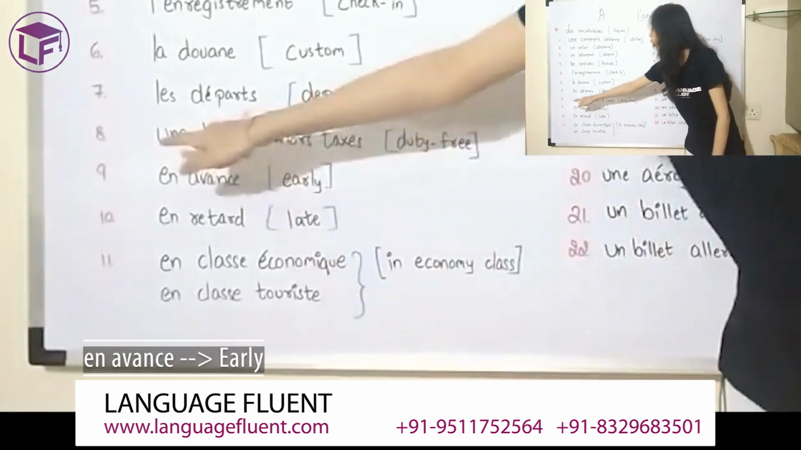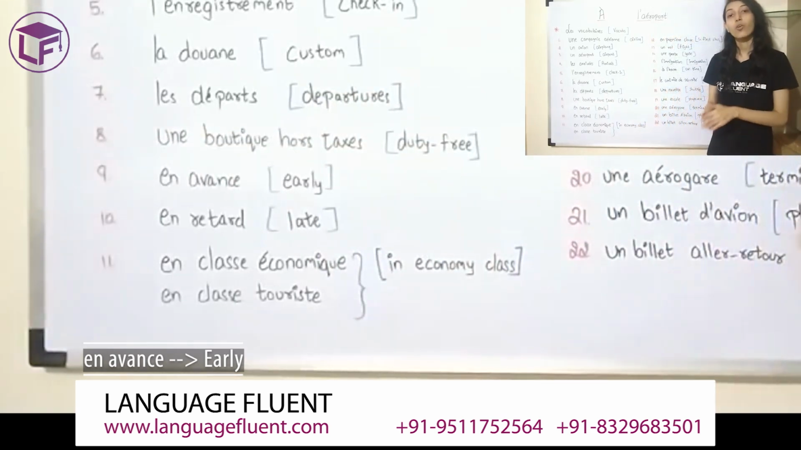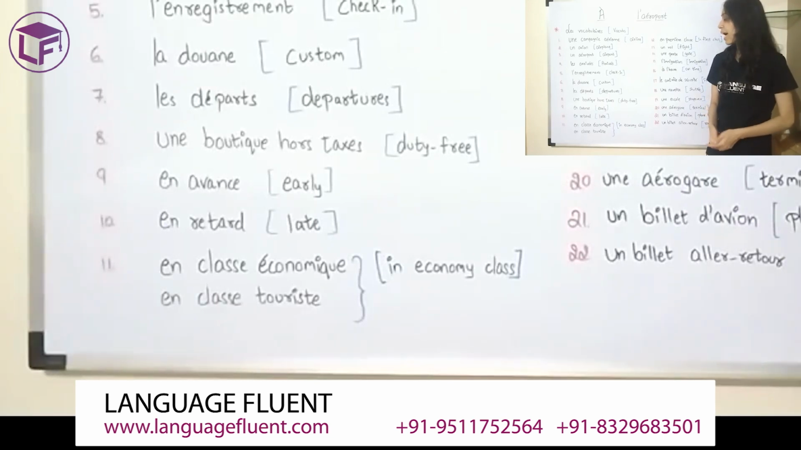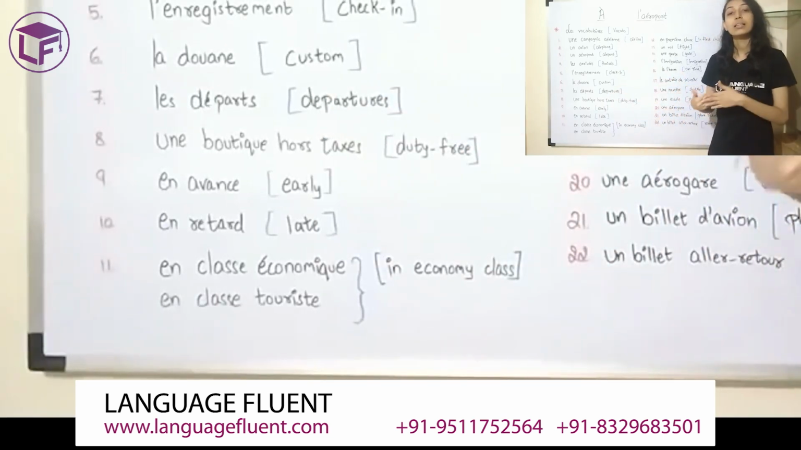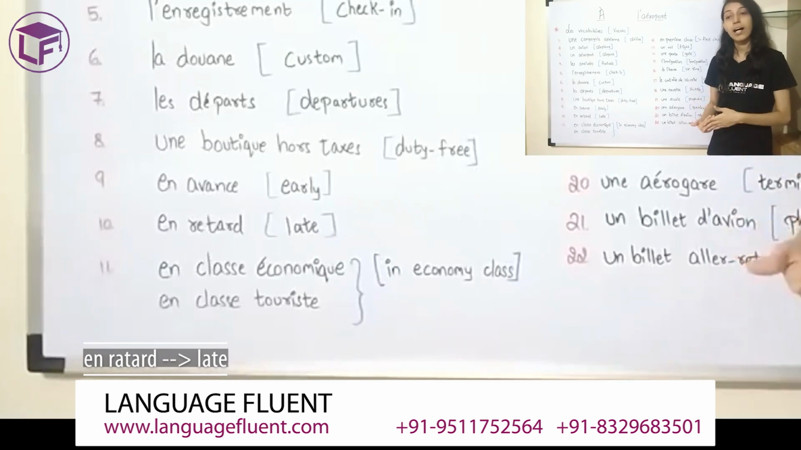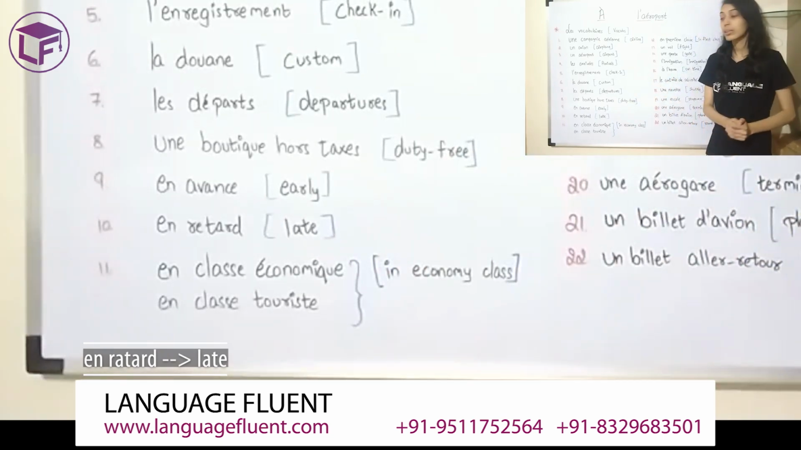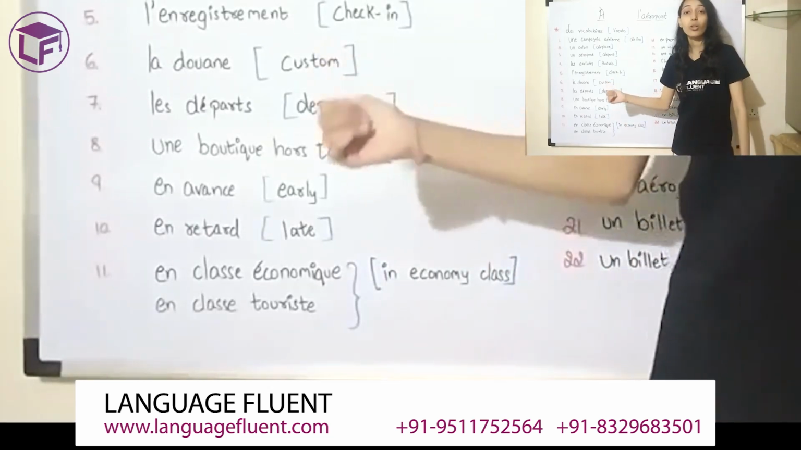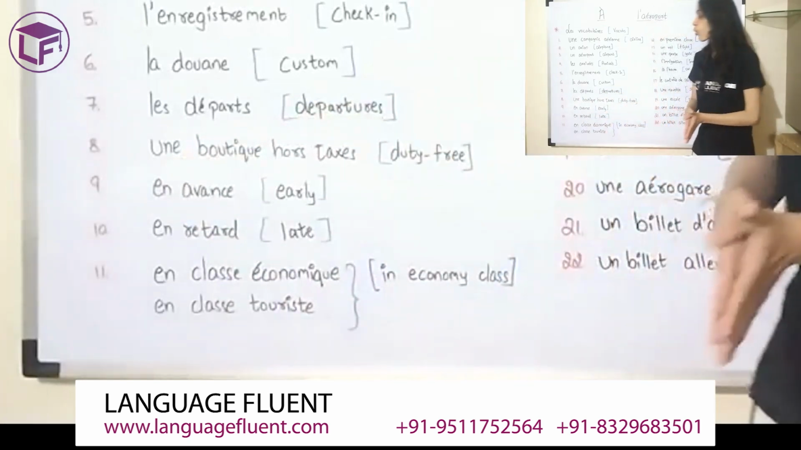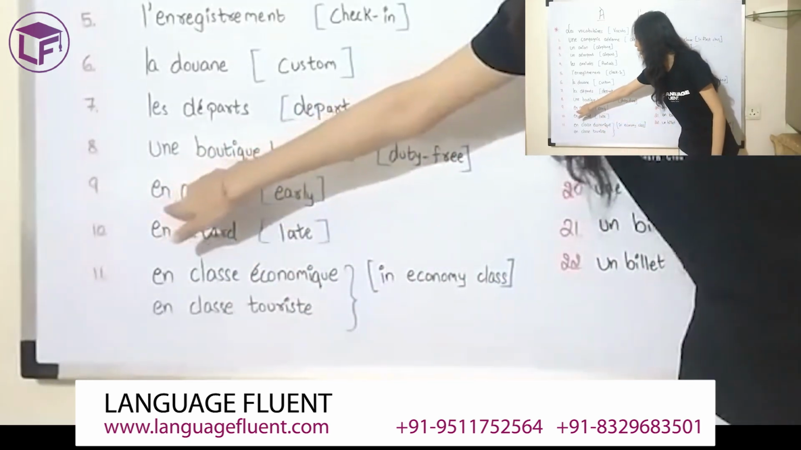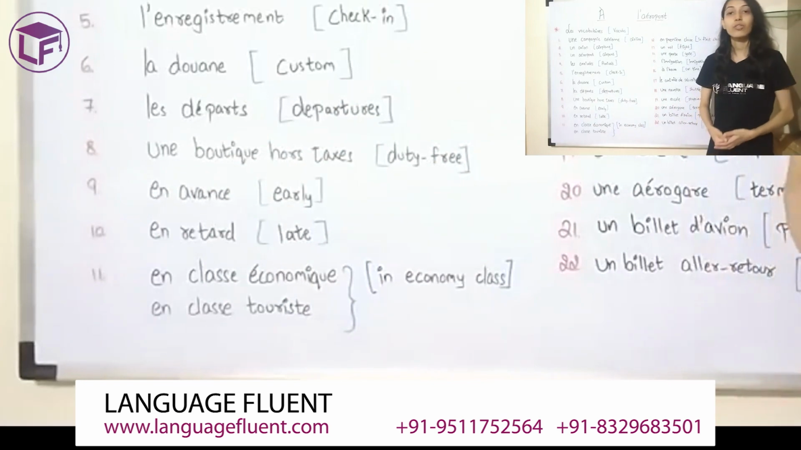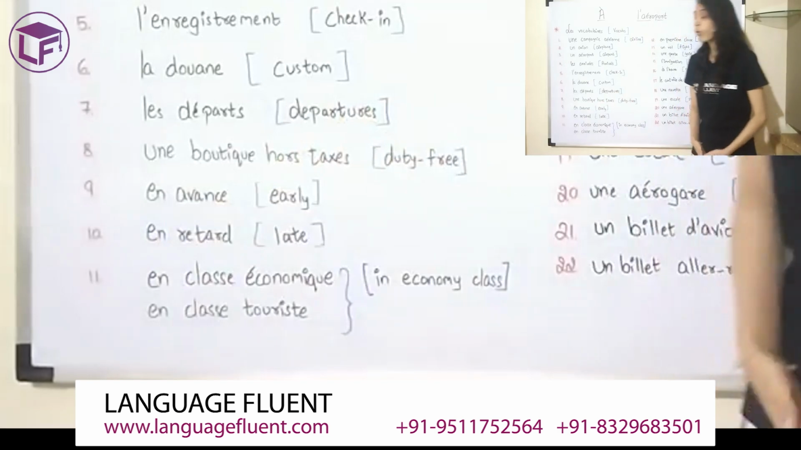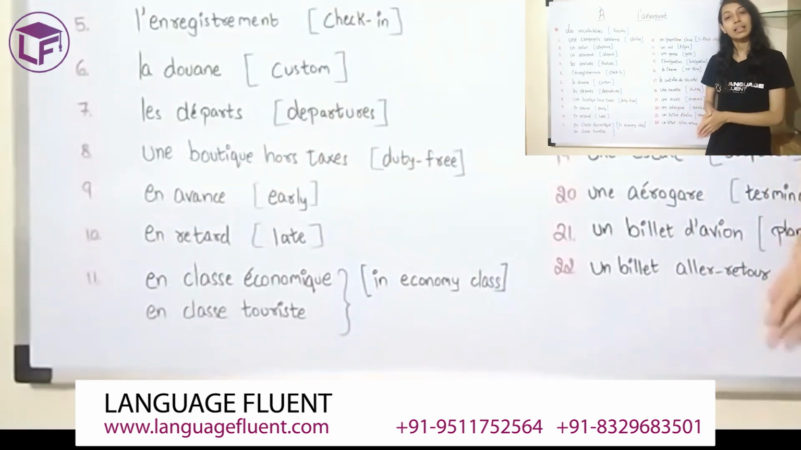Then we have en avance, which means early in English. And the next one is en retard, which means late. So you see, these both are opposites. The pronunciation is also different. Here we say en avance because en is followed by a vowel, but here en is followed by a consonant, so we say en retard.